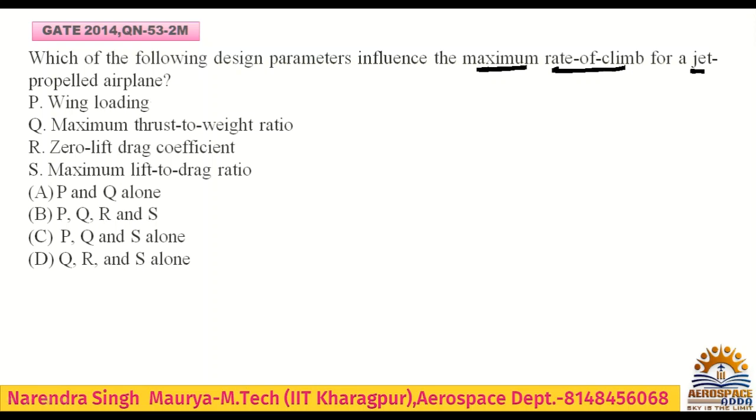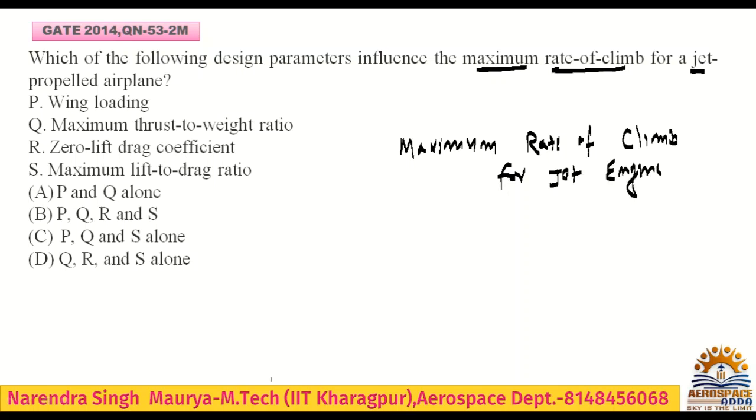P is the wing loading. Q is the maximum thrust to weight ratio. R is the zero lift drag coefficient. And S is the maximum lift to drag ratio. So which combination is correct? That's the question. The condition is maximum rate of climb for a jet propelled engine or jet engine. So which one combination is correct?